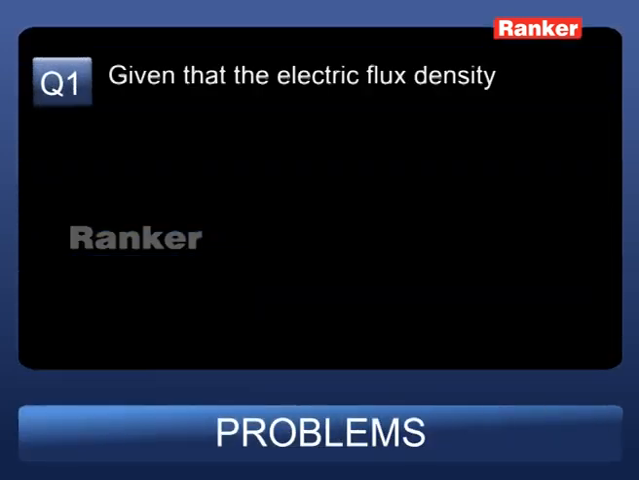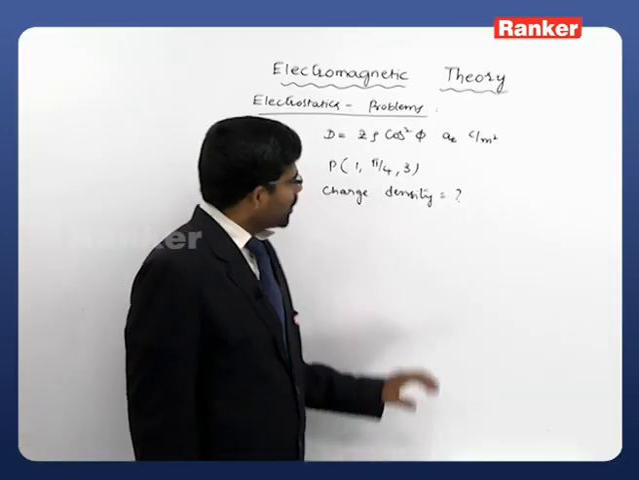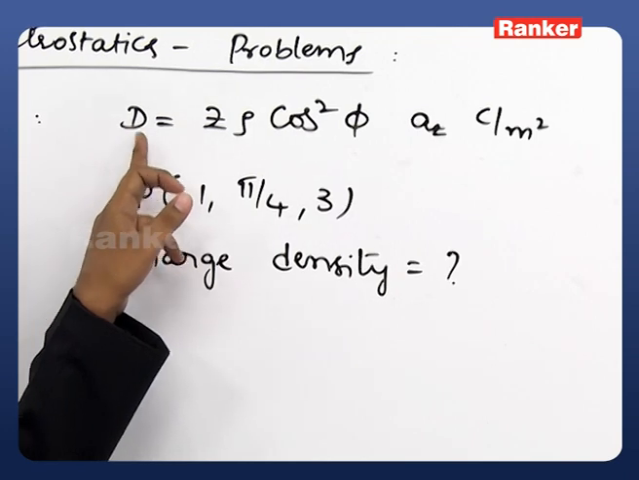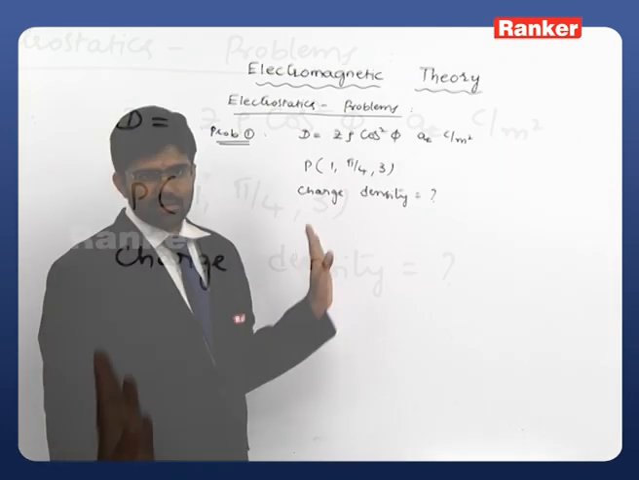So problem 1: given that the electric flux density D equals z rho cos square phi a_z coulomb per meter square, find the charge density at point (1, pi/4, 3). This is the problem. As per our problem, D, the electric flux density, is given, and at some point P we need to calculate the charge density.